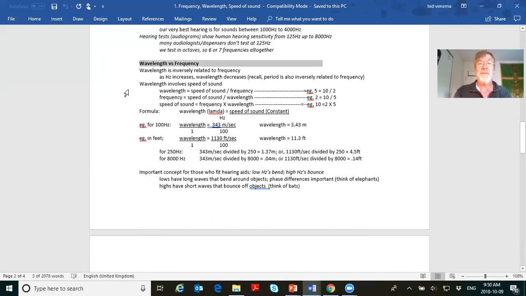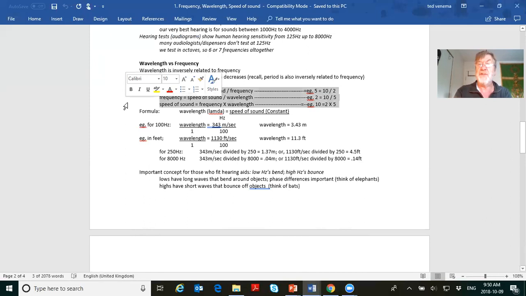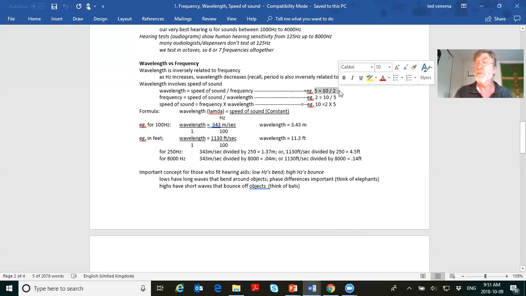Wavelength versus frequency, and put stars by these. Wavelength is speed of sound over frequency. And then I give you an example. For an example, 5 is equal to 10 divided by 2. And when you do such a thing, you can also just say 5 over 1 is equal to 10 over 2. Whenever you see questions like this, if you have only one number on one side of the equal sign and 2 numbers on the other side, always put a 1 underneath the first one. So 5 over 1 is equal to 10 over 2.